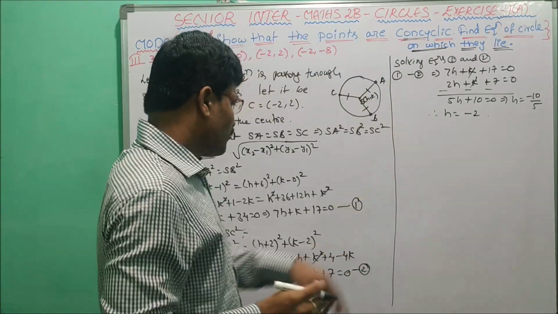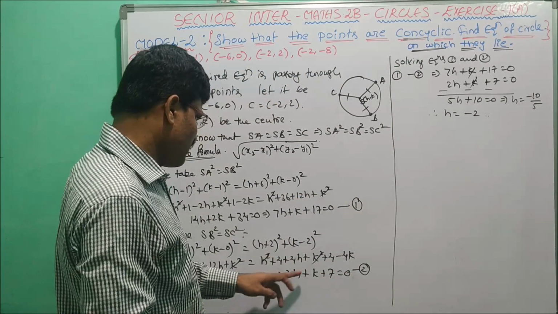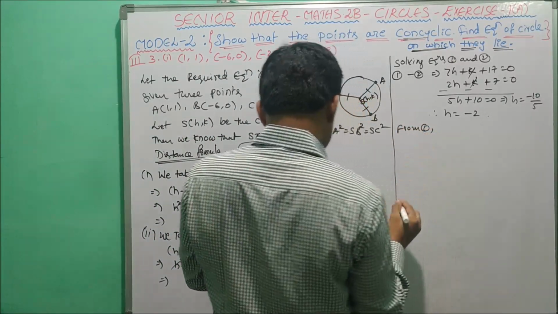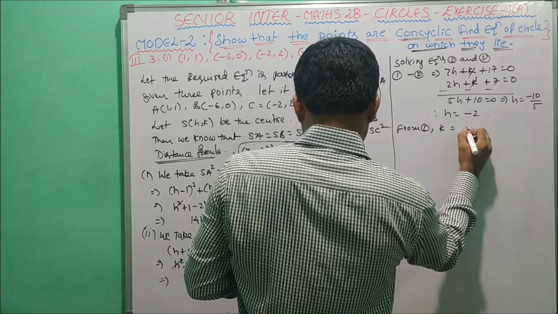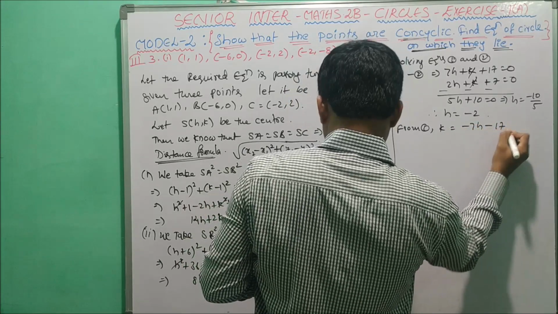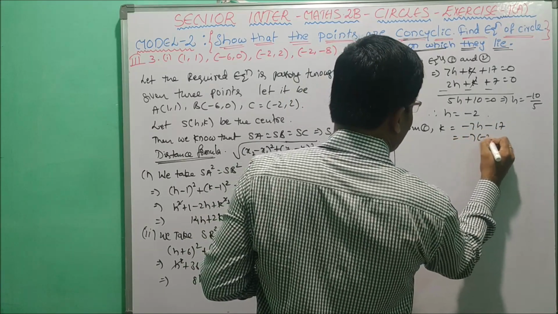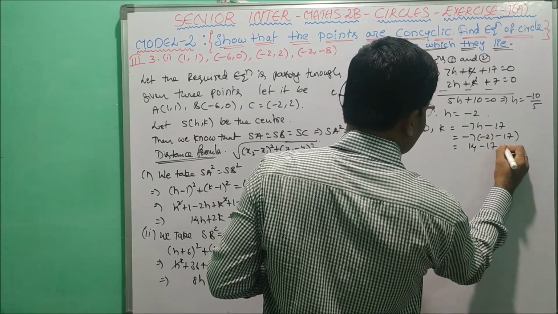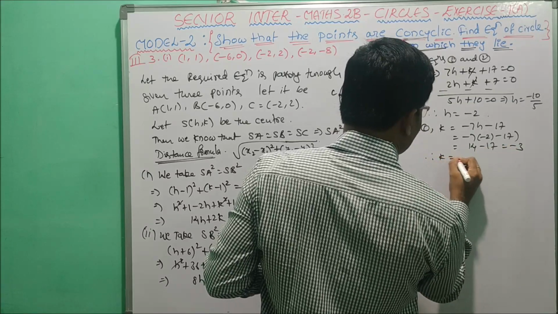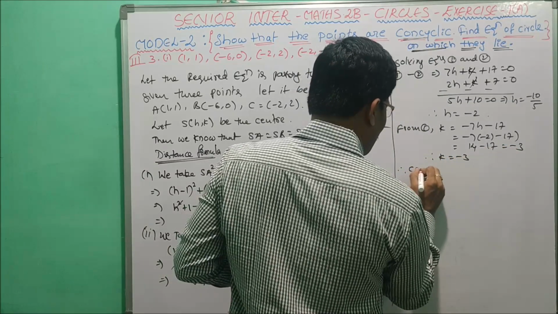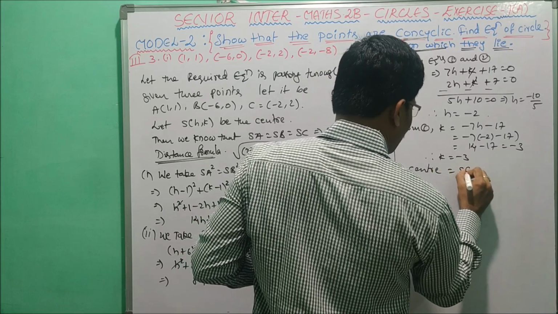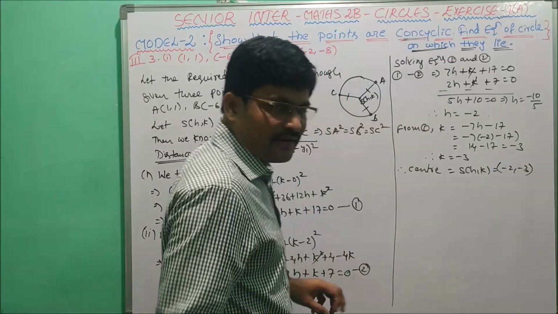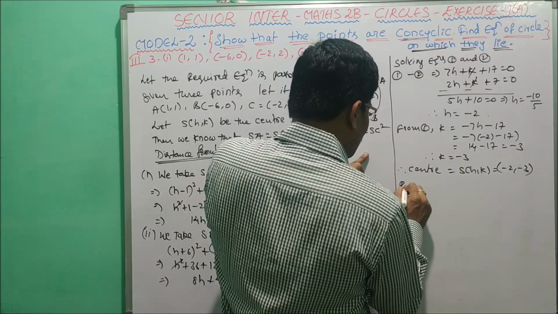Now we substitute h in equation 1 or equation 2. From 1, k equals minus 7h minus 17. In this, minus 7 into minus 2 minus 17, this is plus 14 minus 17, that equals minus 3. Therefore k equals minus 3. Therefore the center of the circle S(h, k) equals (-2, -3). This is the center.